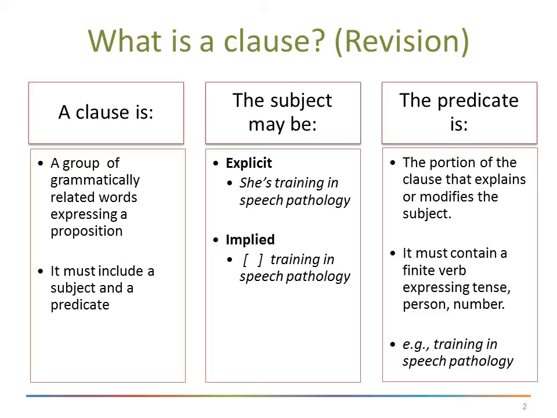Now, the subject may be explicit, such as "she's training in speech pathology", but it may also be implied, such as "training in speech pathology". So if I asked someone what you do, they might say training in speech pathology. So the implicit she or he or Susan, and so forth, is the implied subject. The predicate is the portion of the clause that explains or modifies that subject. So to be a predicate, it must contain a finite verb expressing tense, person, or number, such as training in speech pathology is the predicate for the subject here, she, or the implied subject.